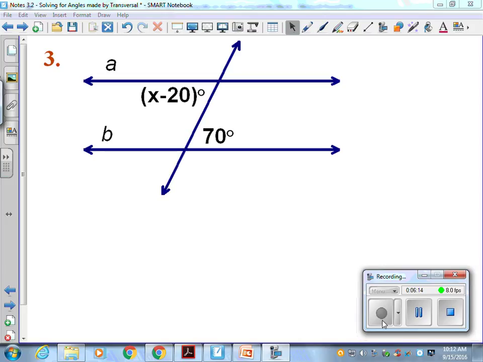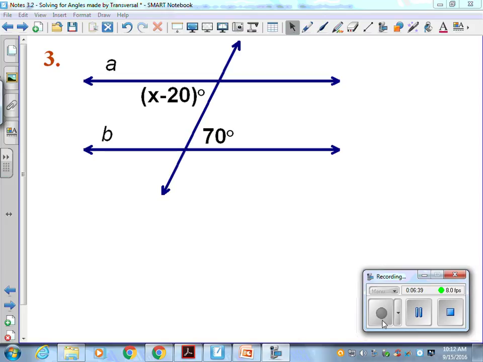So in this one, if line A and B are parallel, then the two angles are alternate interior angles, which makes them equal. Don't they both look acute? So then I just say x minus 20 equals 70, and then the answer is x equals 90.